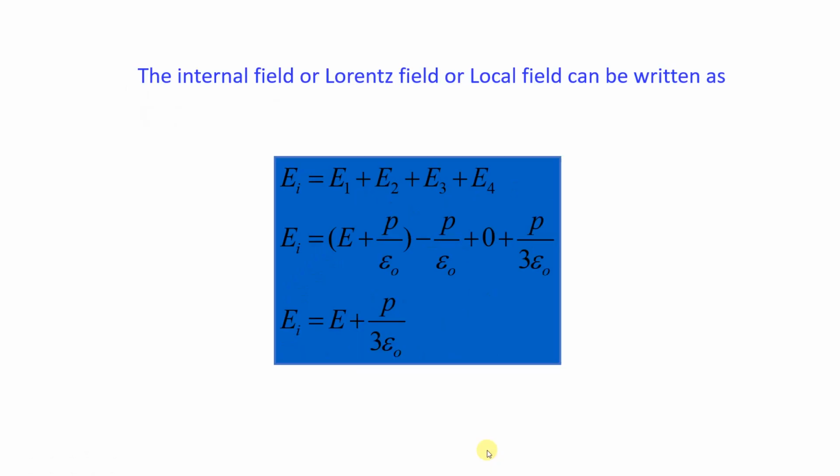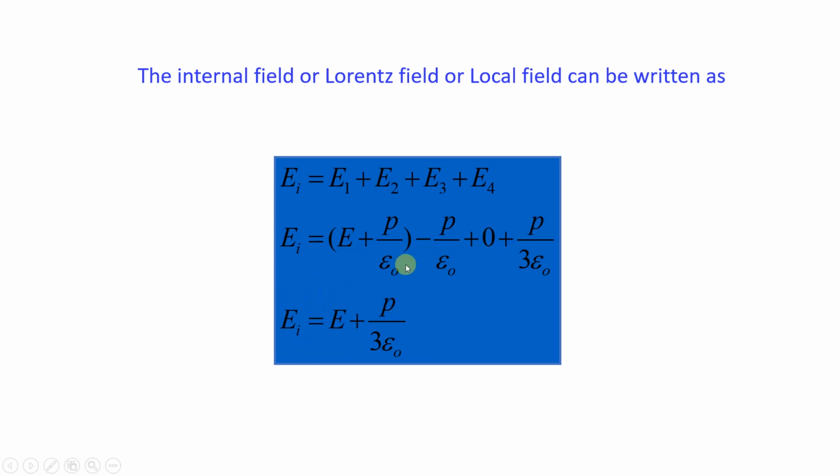So now the total electric field I can write as E1, that is due to free charges, E2 due to the bound charges at the sides of the dielectric, E3 was a contribution due to the neighboring atoms, which we found was negligible, and E4 is the value which we just found, that is due to the charges at the spherical cavity. If I substitute everything, E plus P by epsilon naught is E1, E2 is minus P by epsilon naught, E3 is 0, and E4 is P by 3 epsilon naught. I will get the internal field as E plus P by 3 epsilon naught. So E was the applied field and P is the polarization vector.